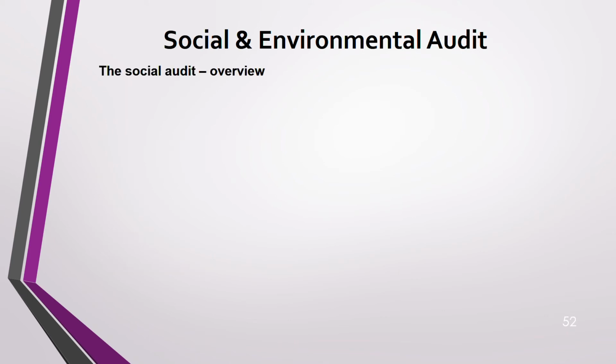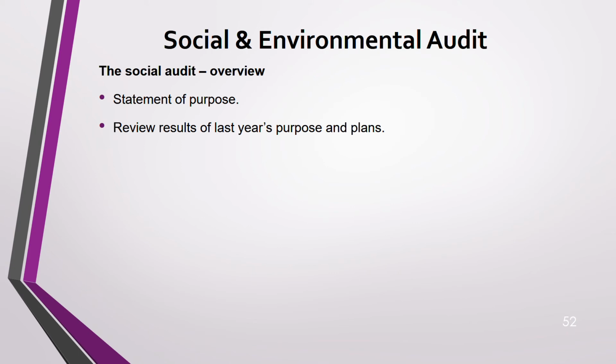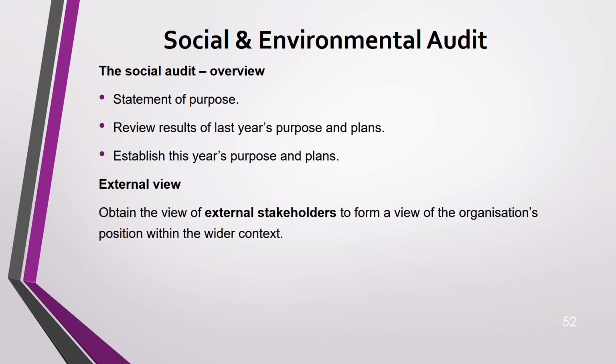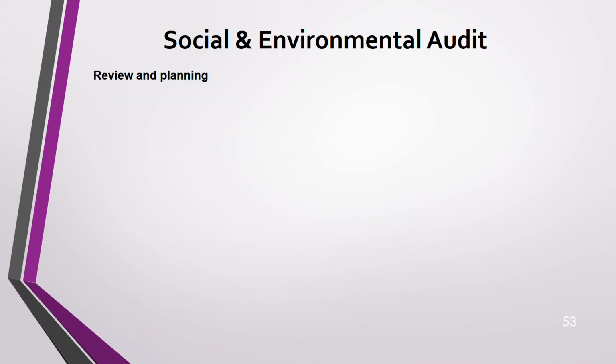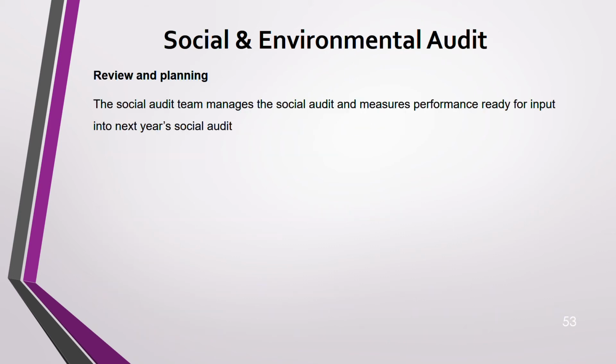So under the statement of purpose, let's see what is there. Review results of last year's purpose and plan. Okay, how you have reviewed last year's purpose and plan is there under the statement of purpose. Then we have this year's purpose and plan. Okay, moving to the external view. In the external view you take the view of the external stakeholders. Internal view means you take the view of the inside stakeholders, like board of directors, staff, volunteers. And finally, review and planning, the fourth thing that has to be there.